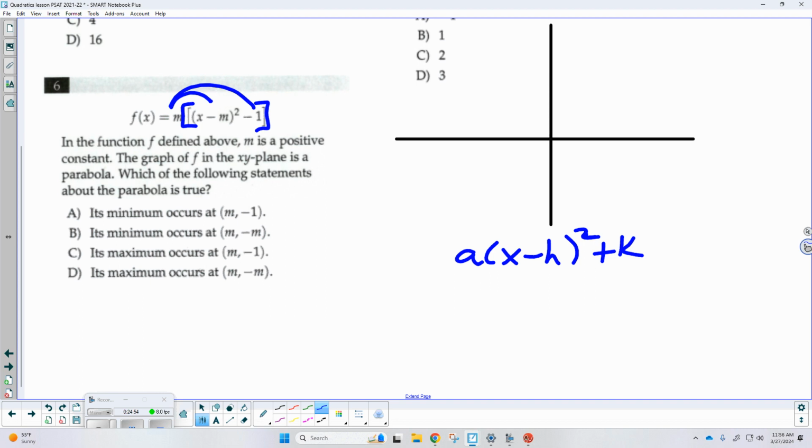Well, let's take a look. If I do that, I'm going to get m times this group, x minus m squared. And I can't distribute across this group because of the square. The square's kind of protecting it. But then I'm going to have minus m.